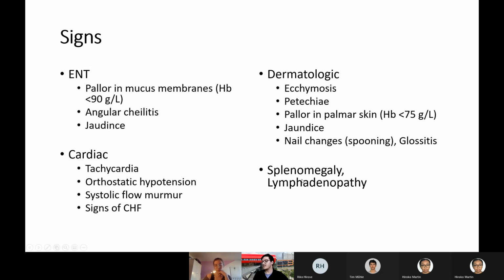Then, in some instances, you might get splenomegaly or lymphadenopathy. Now, I want to specify that those signs and symptoms are not specific. If you see those signs and symptoms, you can't diagnose the type of anemia that this person has. And in most cases, you just see 1 or 2 or maybe 3 symptoms, but not all.